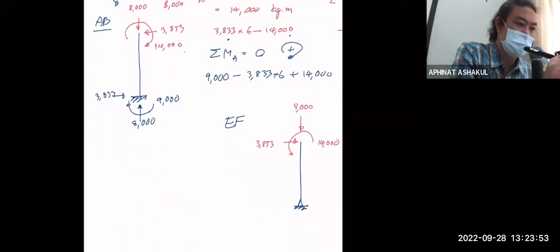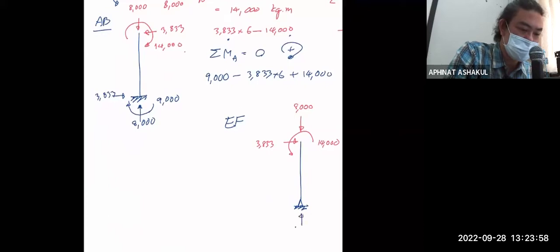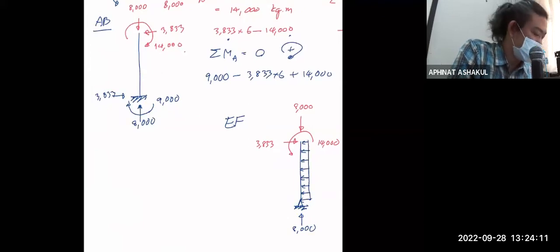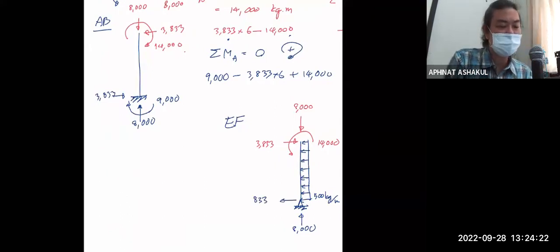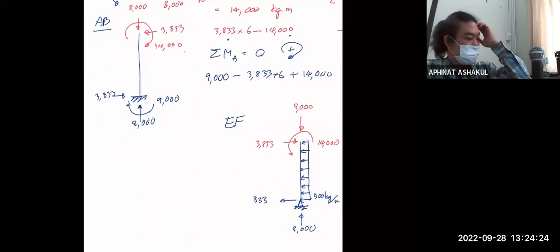Okay, and then you, of course, have the reactions. And don't forget that you have the external load here. This is 500 kilogram per meter, and that means somewhat your reaction here is. Okay, so that's a complete free body diagram.